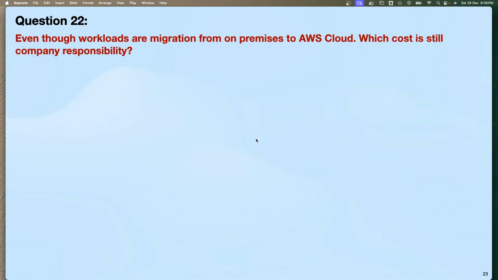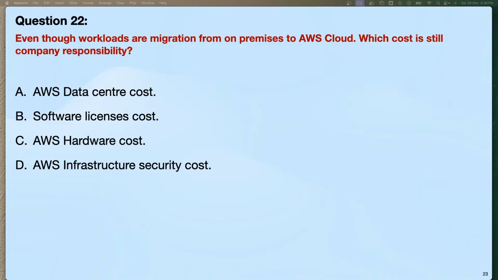So let me go to 22. Even though the workloads are migrated from on-premises to the AWS cloud, which cost is still the company's responsibility? Again here, the cloud computing fundamentals and shared responsibility model which we discussed in our course videos will help to answer this, right? So what is still the company or customer responsibility? AWS data center cost? No, AWS will manage their data center cost. Customer doesn't need to do this.